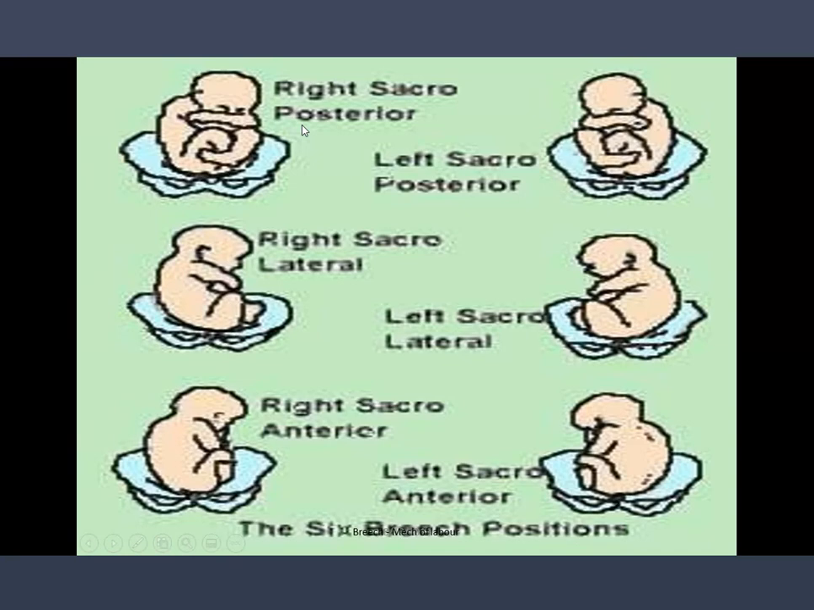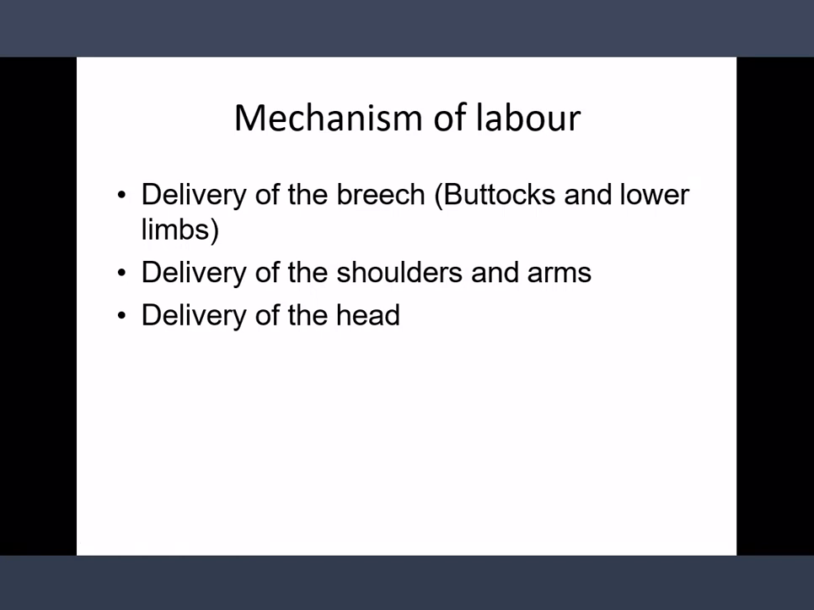This is right sacroposterior, so the sacrum is towards the sacroiliac joint. And here the sacrum is toward the iliopubic eminence. In posterior positions, the sacrum is towards the sacroiliac joints. In anterior positions, the sacrum is towards the iliopubic eminence. So most common is left sacroanterior. This is the most common position of breech presentation.